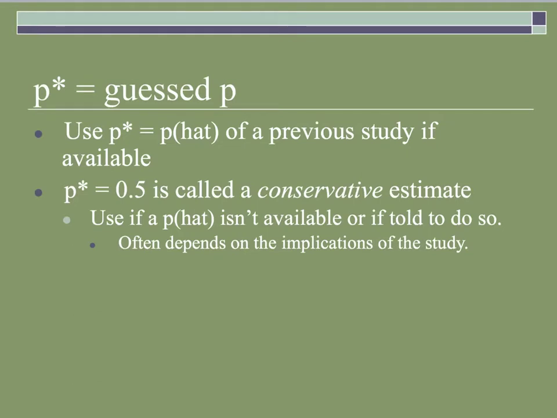Vocabulary-wise, sometimes using a p hat from a previous study is called using a guessed p. P star equal to 0.5, using that value in our standard error formula, is called a conservative estimate. So if you see directions that say use a conservative estimate, then I want you to use 0.5 as well.